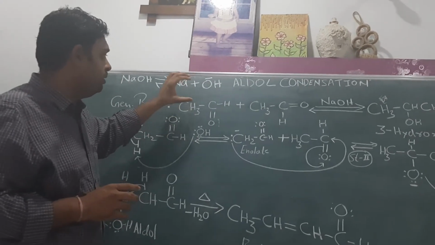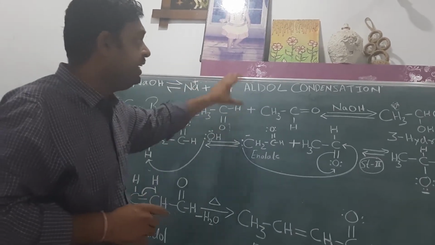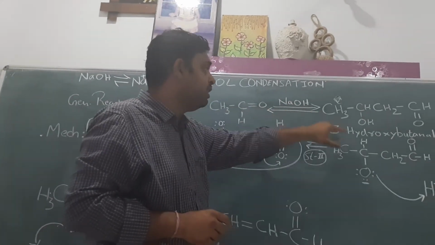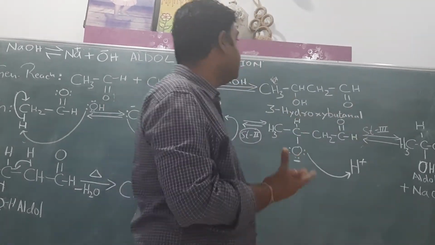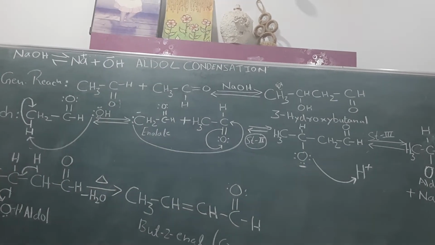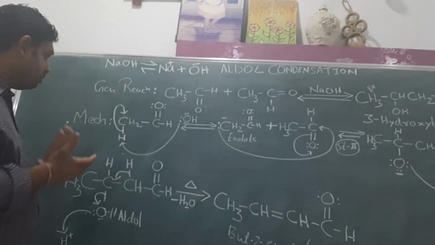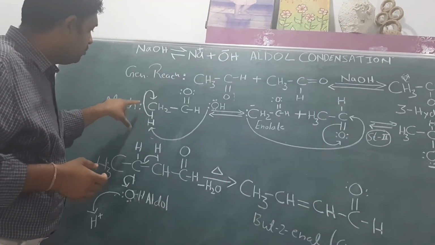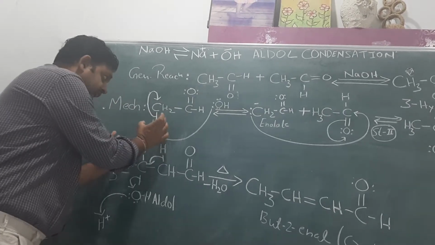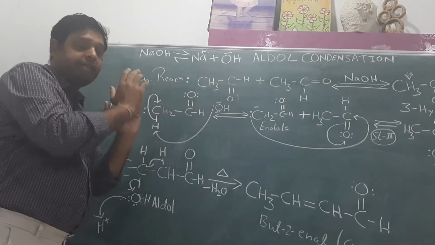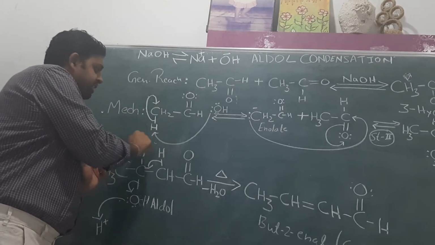So in this general reaction, two molecules of aldehyde in the presence of NaOH form 3-hydroxybutanal. How will it be formed? Let's see the mechanism. Mechanism start. We write the CH3 in this manner because this hydrogen is going to be donated. It will behave as acidic in nature, and it is an alpha hydrogen.